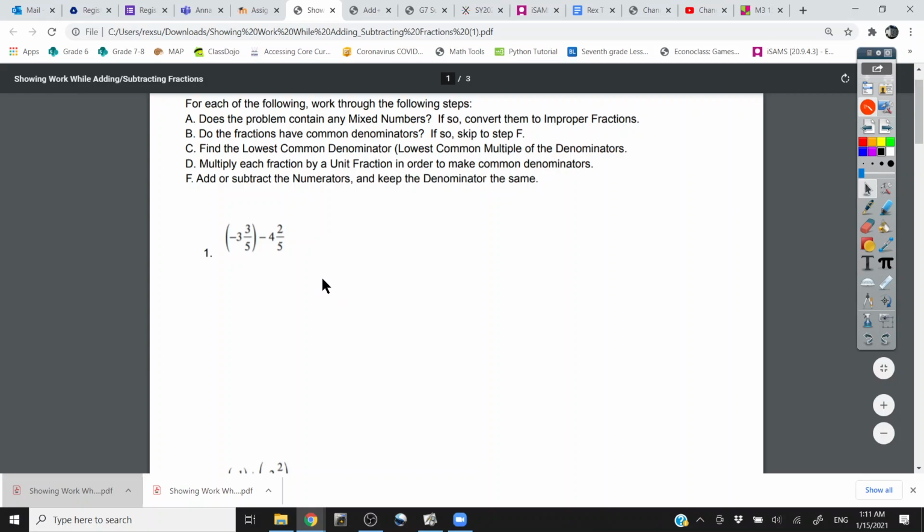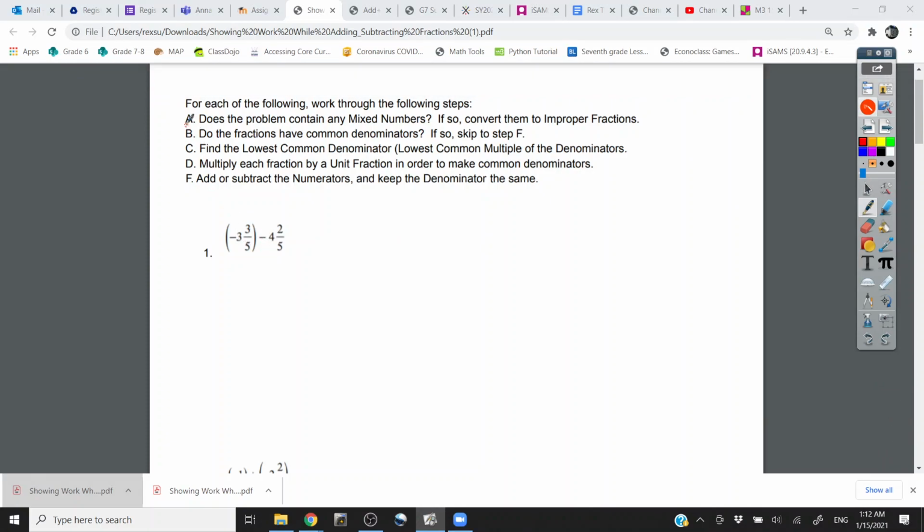Good. So let's work through the first couple together using these steps, because if you use these steps, you will be showing your work. So question one looks like this. Part one, or A, I'll color code my steps. Does the problem contain any mixed numbers?